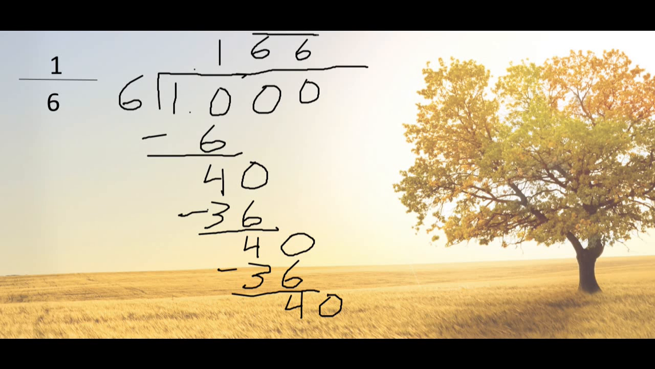And guess what? That's our answer. 0.16666. Because some fractions make, well, not 1.666, 0.16666. And some fractions make repeating decimals, and that's our answer.